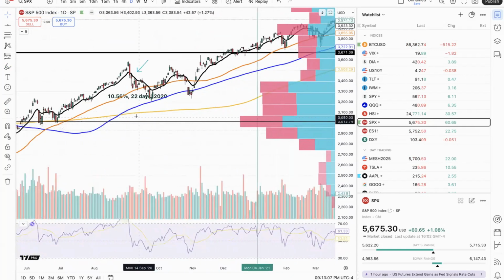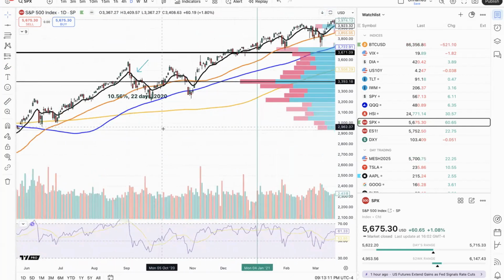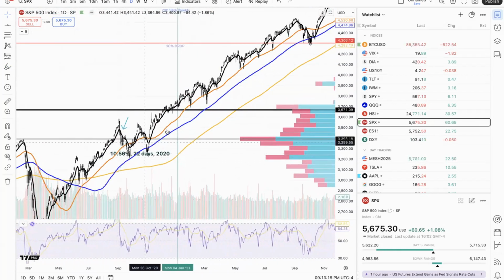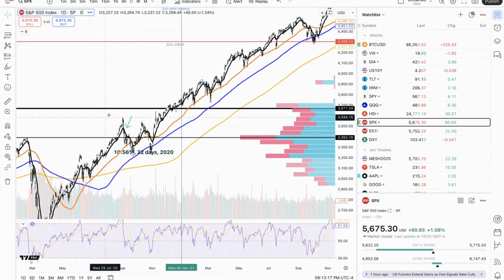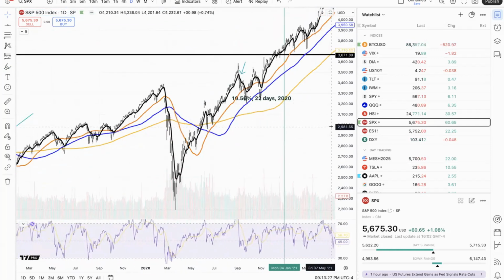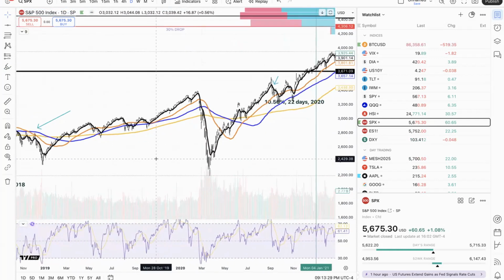Here's a little market correction back in 2020 over 22 days, a little 10.56% correction. And then what happened after that correction? It ran up, right? So again, this was probably very scary for investors and traders at this time, but the market continues to do what it does. It goes up. Just go back. I just want to keep showing you more examples. I'm just trying to show you that these things are not permanent.